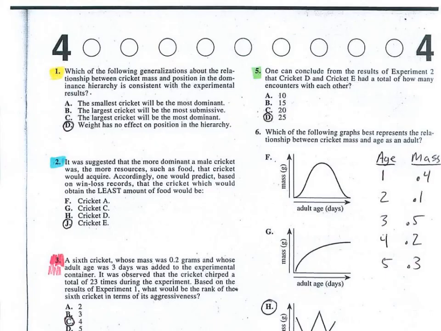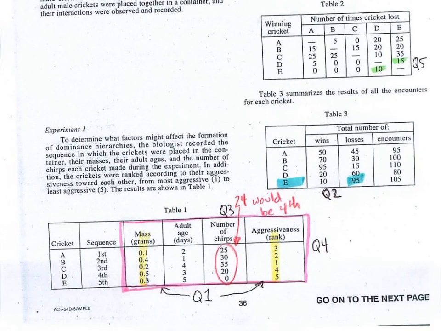For question number 2, the answer is J. If we go back to table 3 and look at the highlighted blue, we can see that the cricket with the greatest number of losses was cricket E, hence the answer J.